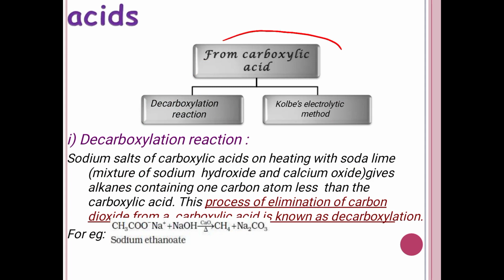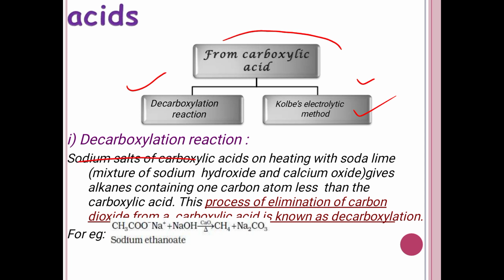We will see from carboxylic acid. From carboxylic acid there are 2 methods. First one is decarboxylation reaction and next one is Kolbe's electrolytic method. We will see what is decarboxylation.